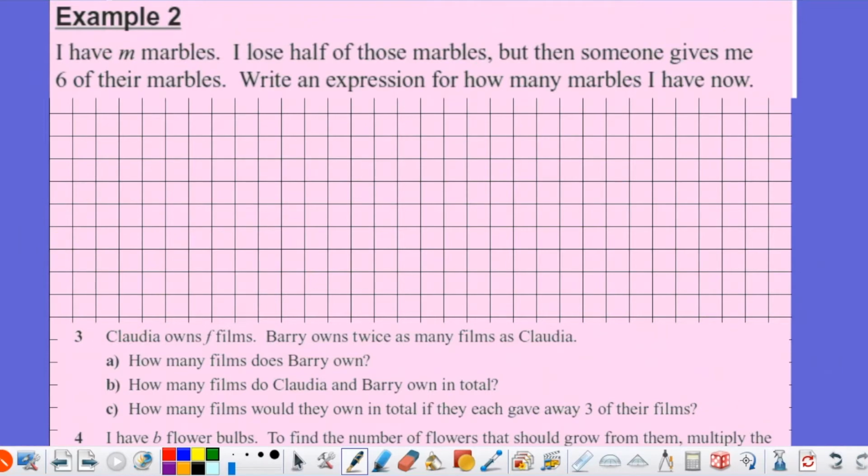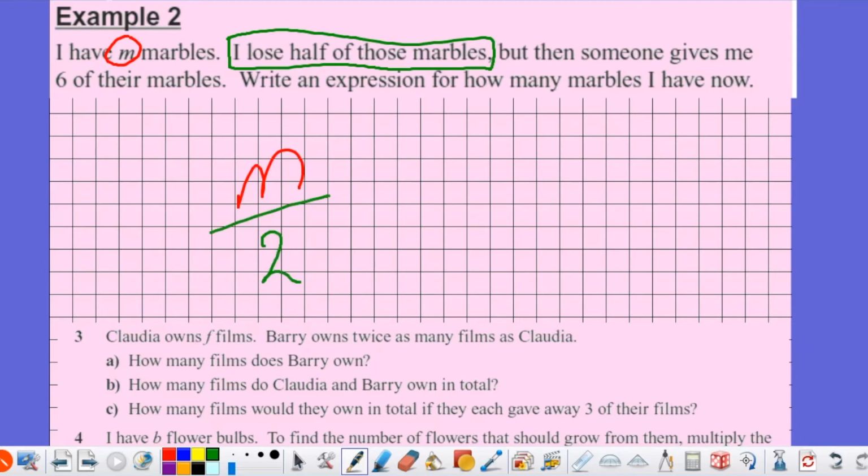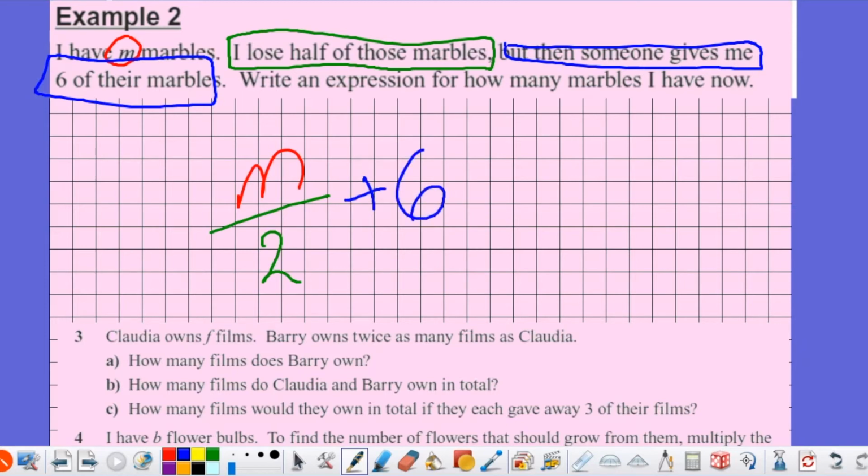Example 2. I have M marbles. Okay, write it down as we get to it. I've got M lots of marbles. I lose half of those marbles. So to lose half of the marbles, we've got to think, how do I get half of something? I divide it by 2. But then somebody gives me 6 of their marbles. So they're going to give me another 6. And that's the answer to your question.